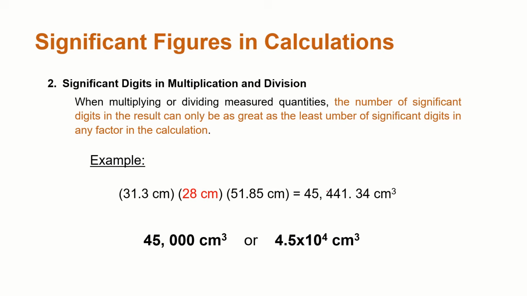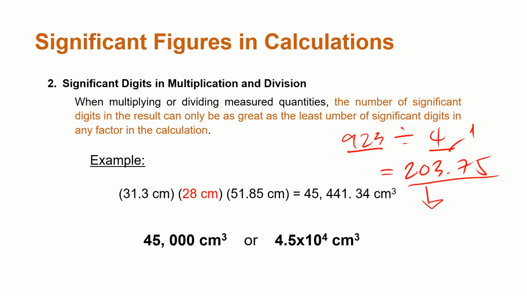So, for example, nag-divide ka naman. 923, for example, divided by 4. So, di ba, ito, meron tayong 3 significant digits. Ito, isa lang. So, kapag nagsulat ka ng final answer, ano kayang magiging sagot dito? 923 divided by 4 is equal to 203.75. But since ang least number of significant digits natin is 1, dapat ang pag-report natin dito, 1 significant digit din ng value nito. So, therefore, kung i-express natin siya into correct number of significant figures, ang sagot natin dito dapat 200 lang. So, ito lang yung significant natin.